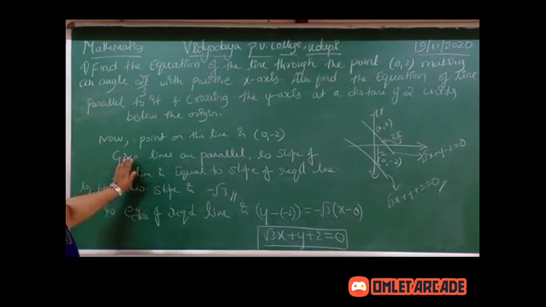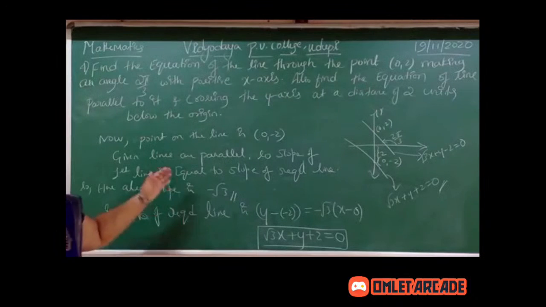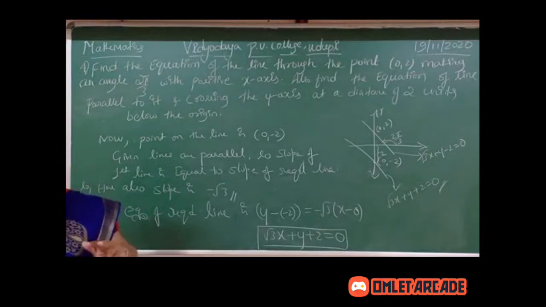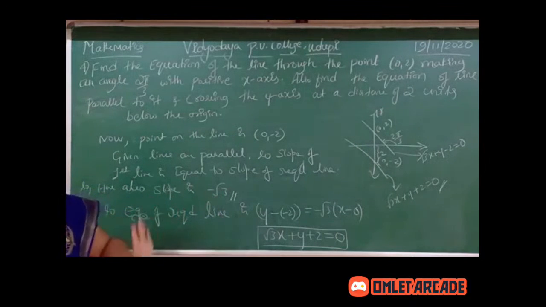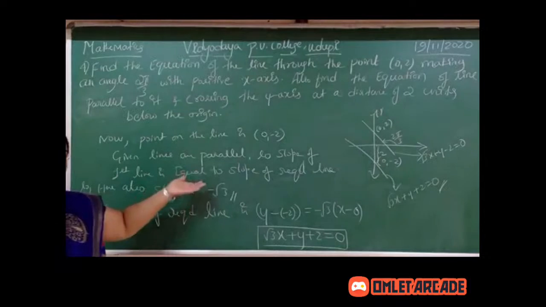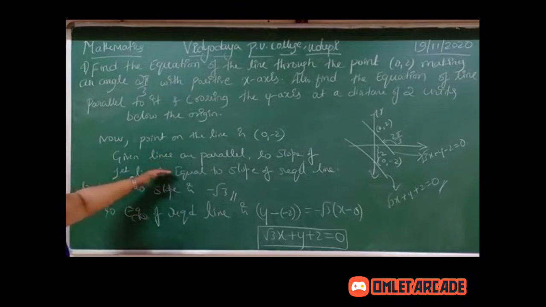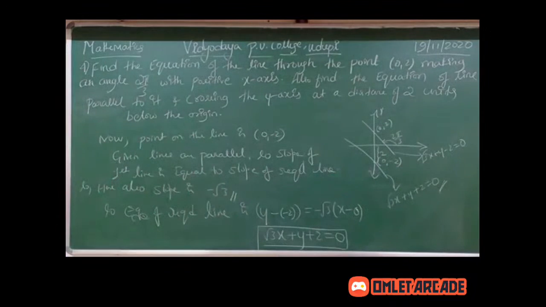This is very important: since the given lines are parallel, the slope of the first line is equal to the slope of the required line, isn't it? I hope you got the condition. When two lines are parallel, then the slopes are equal. I used the same concept here. So the slope is minus root 3. You can write that note also: if two lines are parallel to each other, then the slopes are equal. You can write that particular note and continue. Okay? So this is the required equation of the line. Next, we'll see the next question.